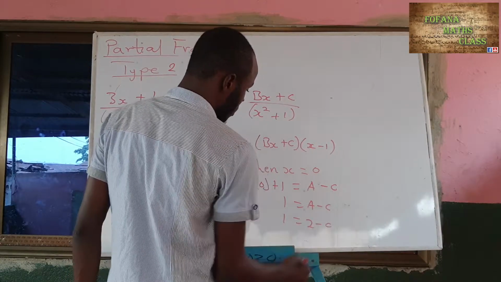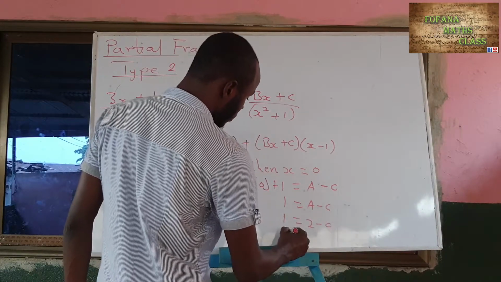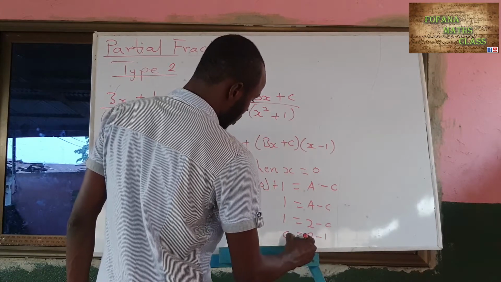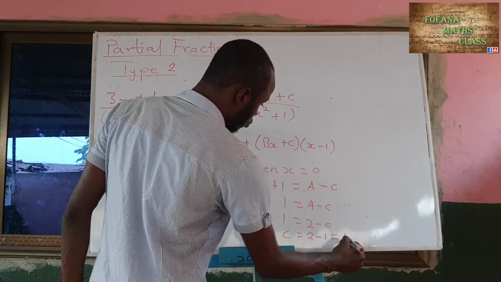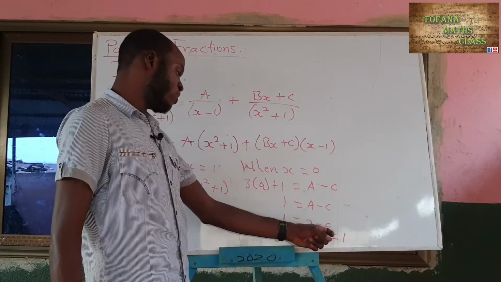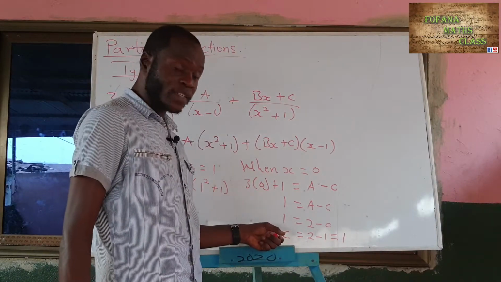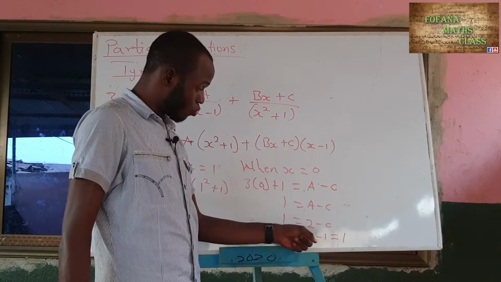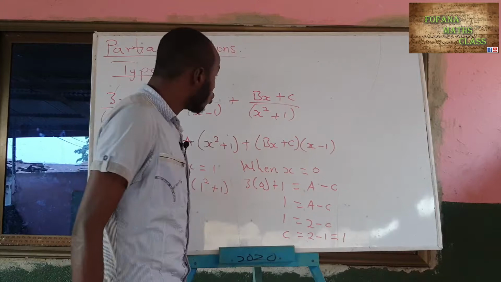So 2 minus C. Now I will move this C to this side because it is negative, so it will turn positive, and I'll move this 1 to that side, which will turn it negative. So it will be 2 minus 1, and I'll have C to be equal to 1.